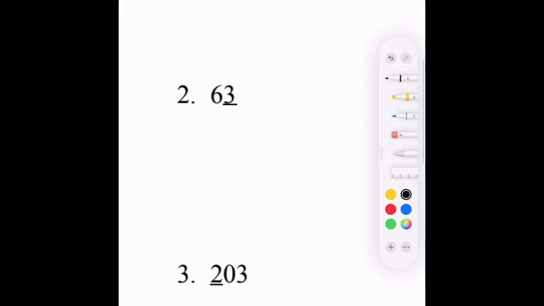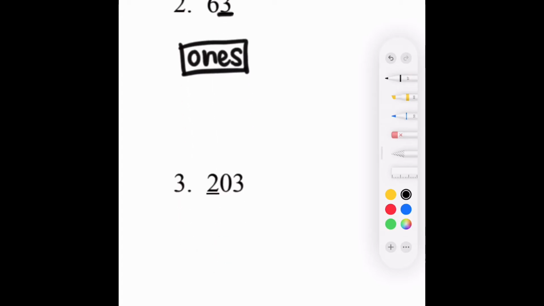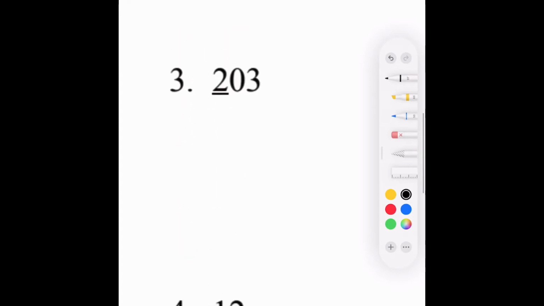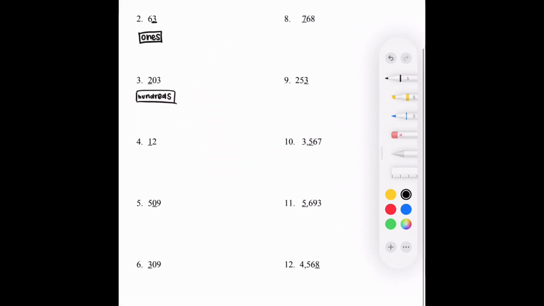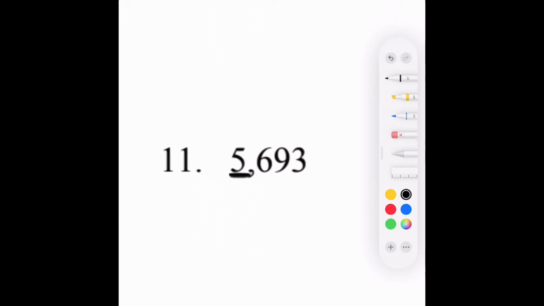For number 2, the first number from the right is underlined, which means that this is in its ones place. For number 3, the third number from the right, which isn't 2, is underlined, which means that it is in its hundreds place. And it's going to be like that for almost all the other ones. For thousands, this would be the thousands because it's 4 away from the right. So thousands.